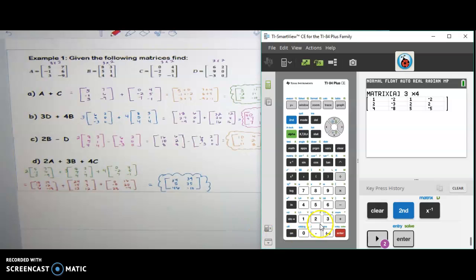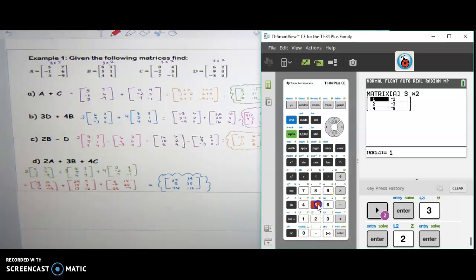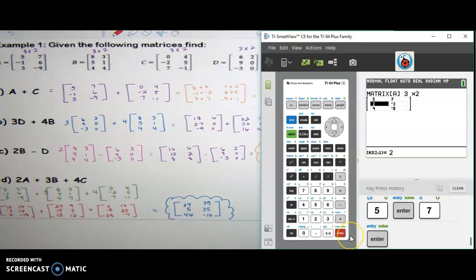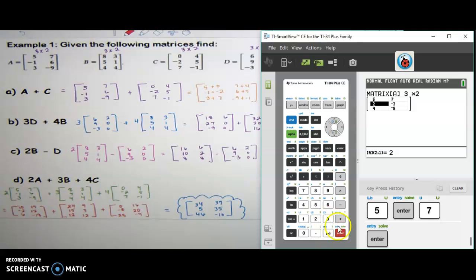And I'm going to type in A plus C. So I'm going to do A. A is a 3 by 2. So 3 by 2. And it was 5, 7, -1, 6, 3, -9. So just double check. Okay. So I'm going to quit that.